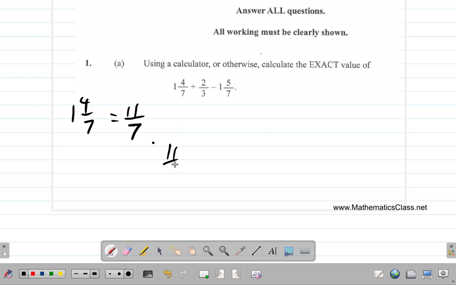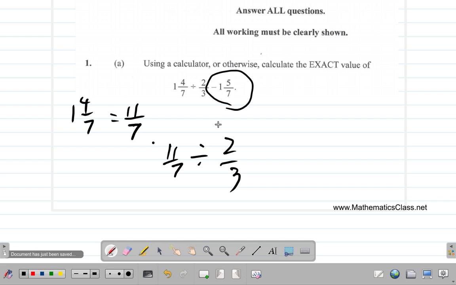This is 11/7 divided by 2/3. Now remember, when you have division and minus, remember the order of priority: do the division first. You see this part, we're going to come back to it later on. So don't forget that you have to come back to it. Let me keep the circle around it. Alright, let me change the color here.